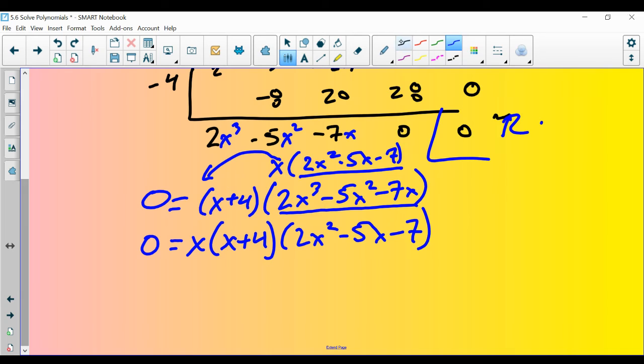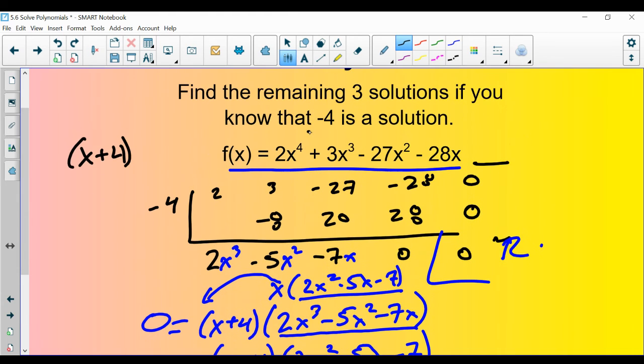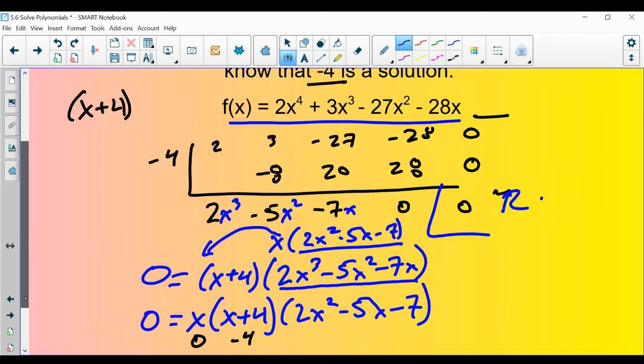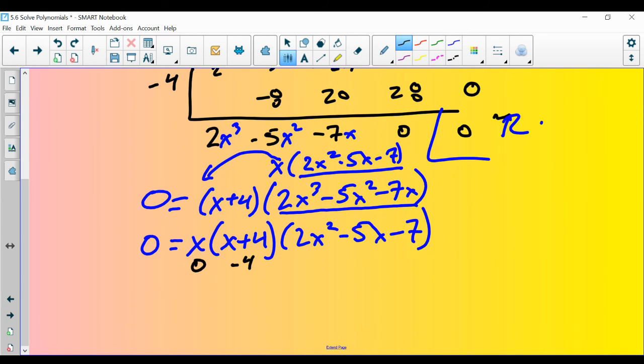So we have now found one of the solutions, right? We knew -4 was a solution at the beginning, and we can think about what makes this 0, and that's just the number 0. So now we have 2 of the solutions, but we are still looking for 2 more, right? Because it said, we know what -4 is, find the other 3. So we found 0 as one of them. Now we need to solve this equation, but thankfully we have something that solves any quadratic. So if you ever get down to a quadratic, you can always solve it using the quadratic formula.